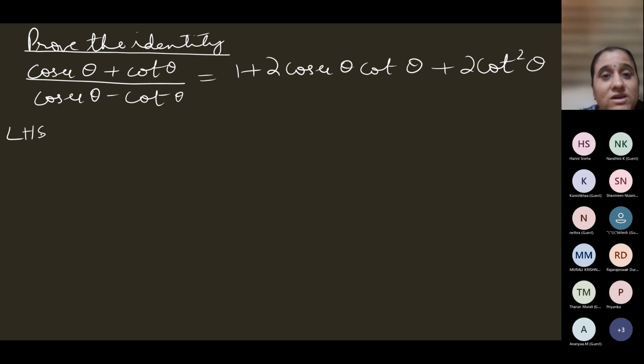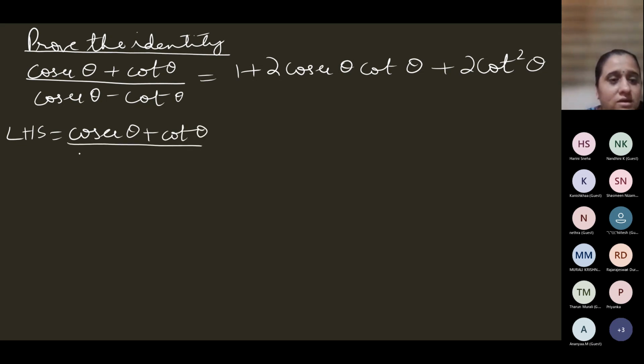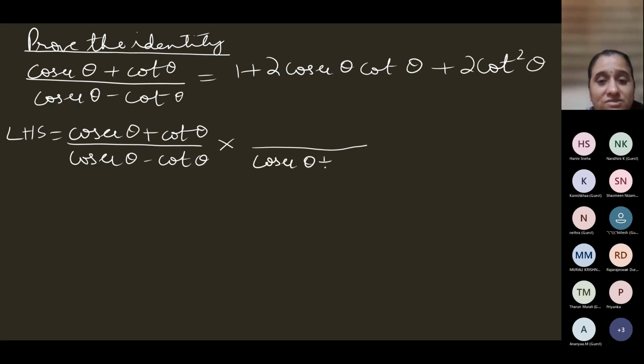And how can it become 1? If it is cosecant square theta minus cot square theta. Now what is the LHS? The LHS is cosecant theta plus cot theta divided by cosecant theta minus cot theta. Now this is the denominator. Now the denominator should be 1. So what should you multiply it with? You should multiply it with cosecant theta plus cot theta. Why? Because a plus b into a minus b is a square minus b square, cosecant square theta minus cot square theta. And what is cosecant square theta minus cot square theta? 1. So that way the denominator can become 1. And that is why we multiply with cosecant theta plus cot theta.